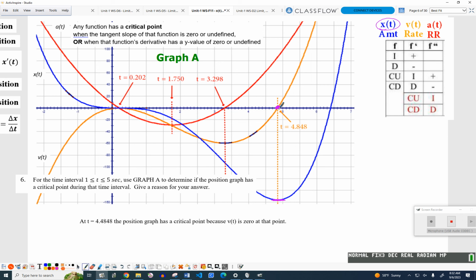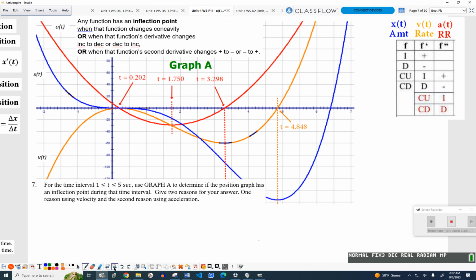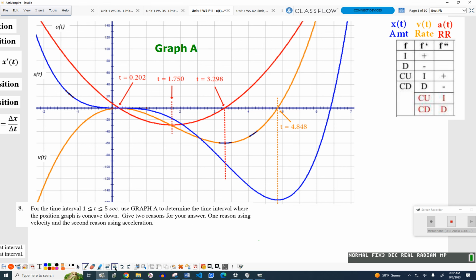Cool, next thing. One more definition, and I think that's it for this packet.